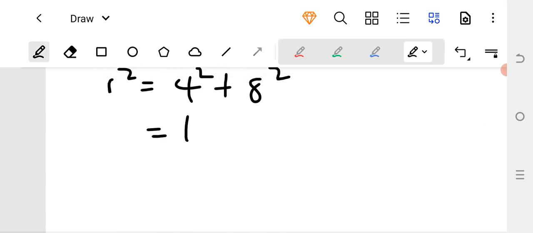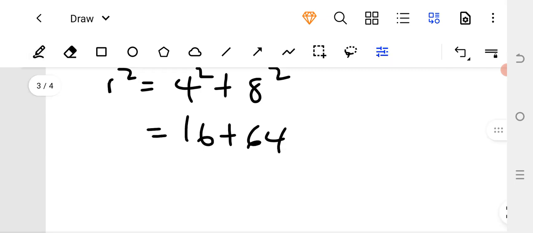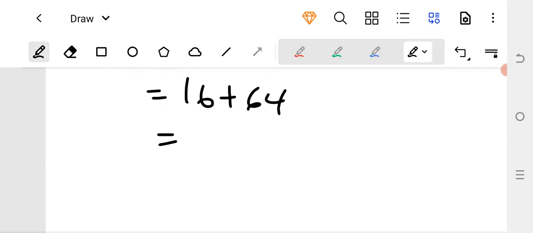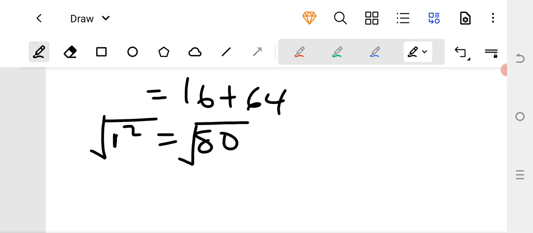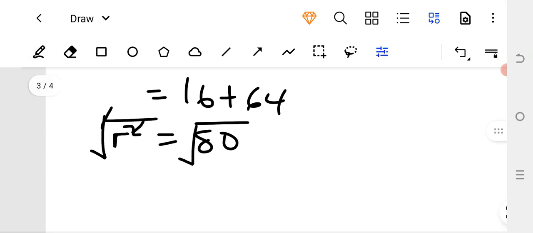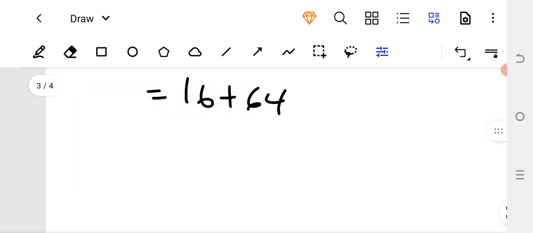We're going to have 16 plus 8 squared, which is 64, and then we're going to have 80. R squared is equal to 80. We apply the square root to both sides. Now, since we are considering the length, we want to take the positive, so we want to say plus or minus.